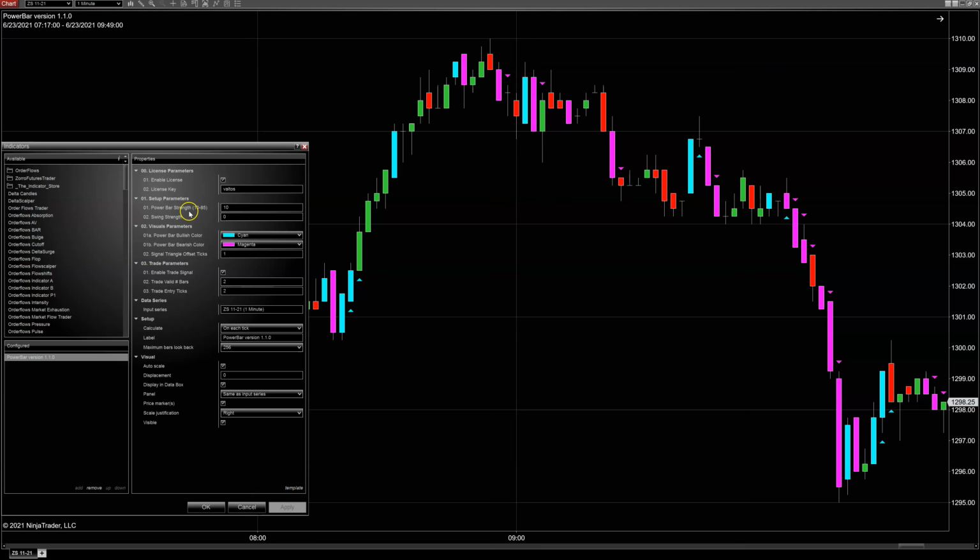So you're going to have a couple things to deal with here: basically, the power bar strength and swing strength. Now, power bar strength, even though we write 10 to 85, is actually 0 to 100, but you're not going to use 0. If you use 0, you might as well not use the indicator at all. What's the point of having a strength set to 0? 100 is going to be too strong, and you're probably not going to get any signals.